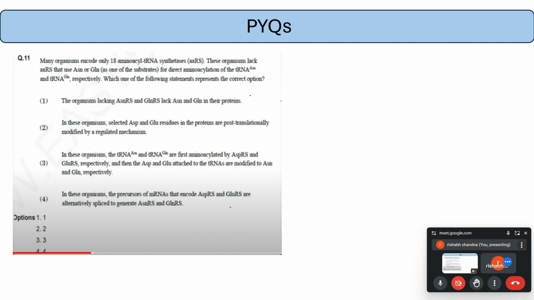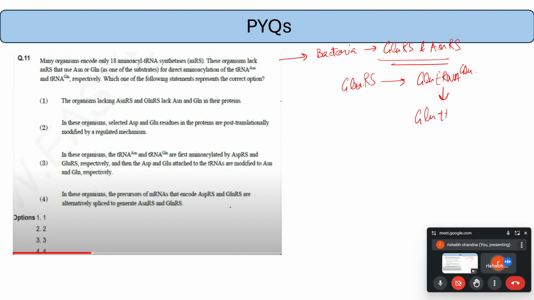So, like the previous question, some of the bacteria do not have glutamine RS and asparagine RS, based on their complexity. So the similar concept will apply here. The glutamate RS will load the glutamine tRNA with glutamate, then post translationally this will be converted to glutamine.